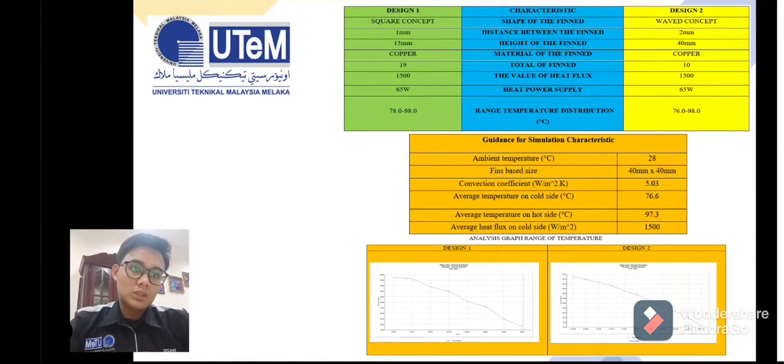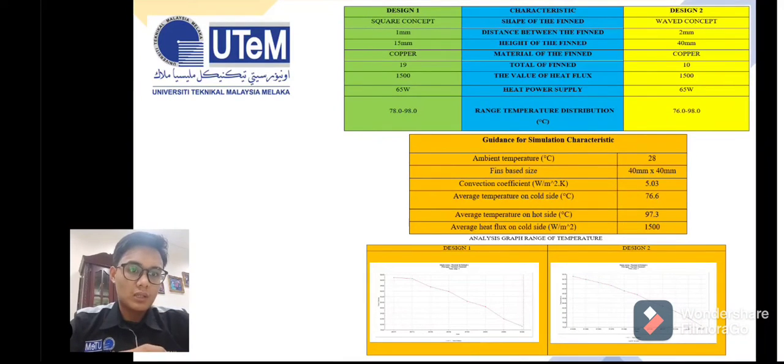And we can see the range of the temperature, that's 78.0 to 98.0 for design one, and some difference which is 76.0 to 98.0 for design two. But we follow the guidance simulation as well. For the average temperature we use 76.6 for the cool side, but the hot side we use 97.3 degrees Celsius. And we use the same convection coefficient, which is 5.03 watt over meter cube Kelvin.